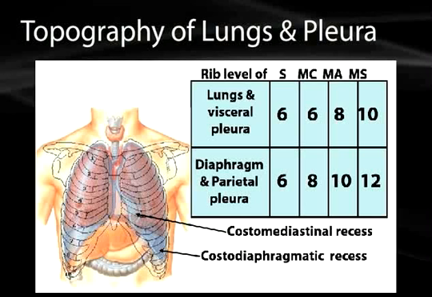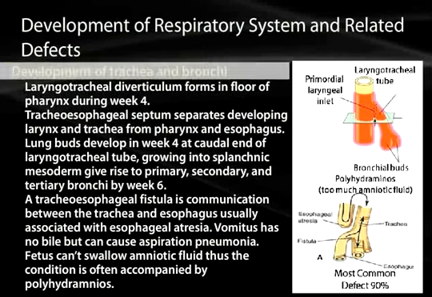And this becomes a potential space, and that's the costomediastinal and costodiaphragmatic spaces that are apparent as a result of areas that can't be occupied by lung tissue. Costomediastinal being in reference to where the heart is, and costodiaphragmatic being in reference to where the lungs versus the diaphragm are.